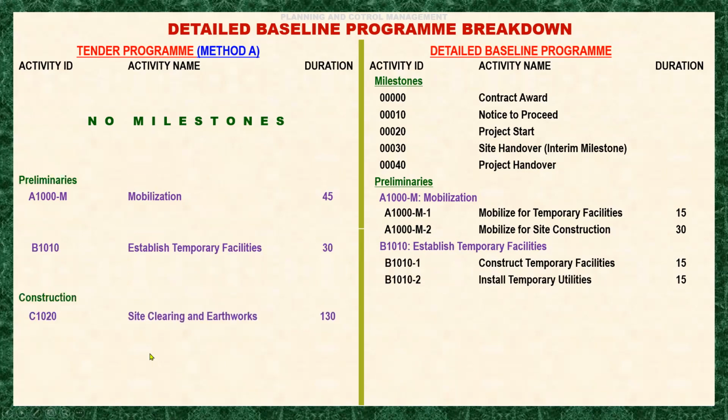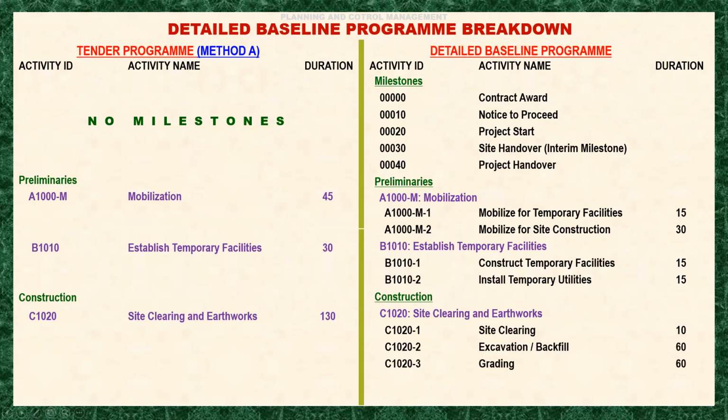Next, on the construction side, we have first the site clearing and earthworks, which has 130 days duration in our tender program. But in our detailed baseline program, it will be broken down into 4 activities: site clearing, excavation, grading, and compaction, each having a broken-down duration also. So I'm pretty sure that this duration has an overlapping. We will see later. Okay, next, we have to continue on the next page.